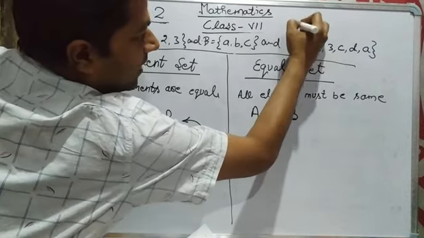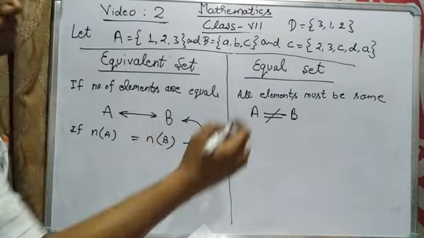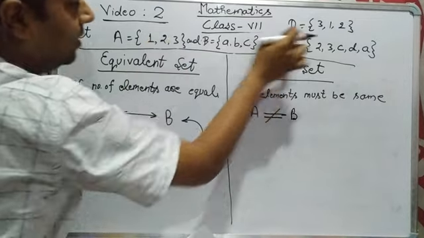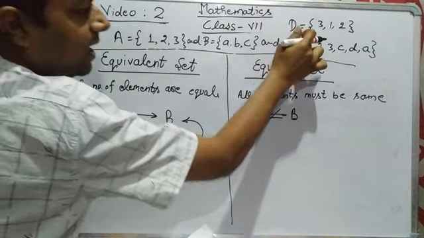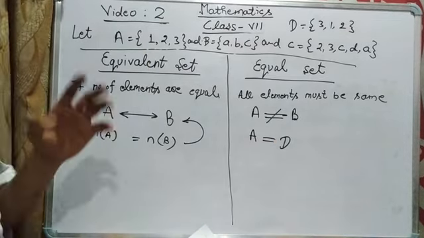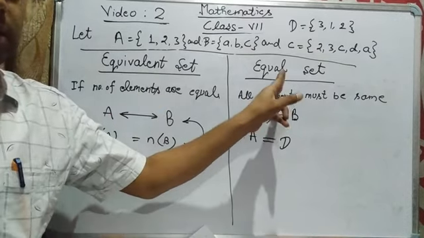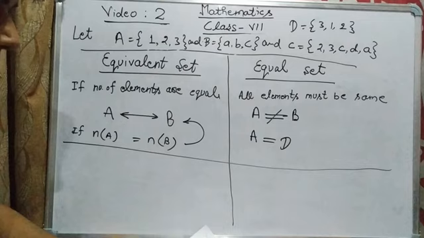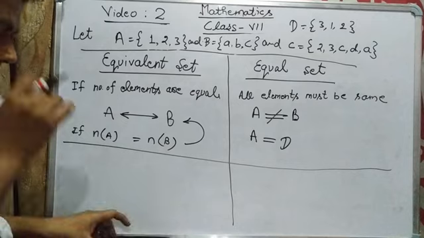Another set D = {3, 1, 2}. All the elements 1, 2, 3 are the same in any order: 3, 2, 1, 3, 1, 2, 1, 2, 3. So A and D are equal sets. Students, make the difference between the equivalent set and the equal set. I hope it is clear to all of you. If any doubt is there, we'll consider it in the next class or the next video.